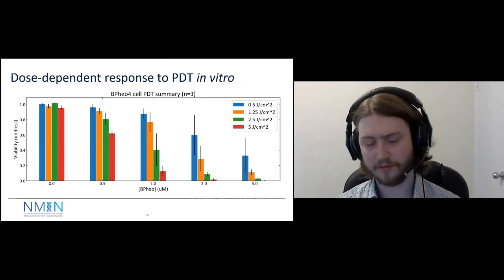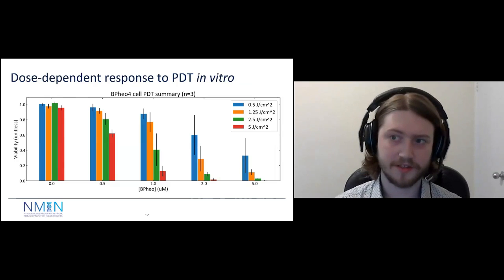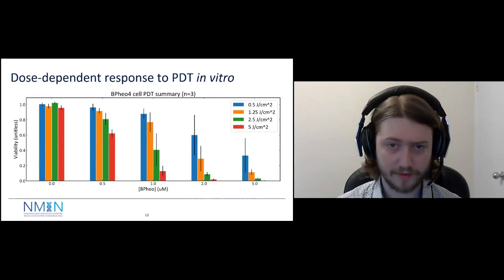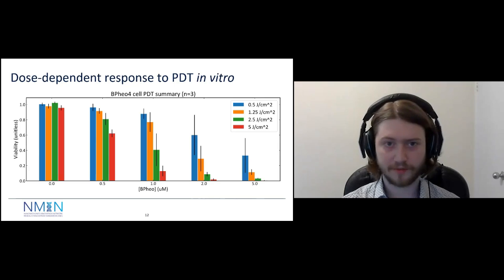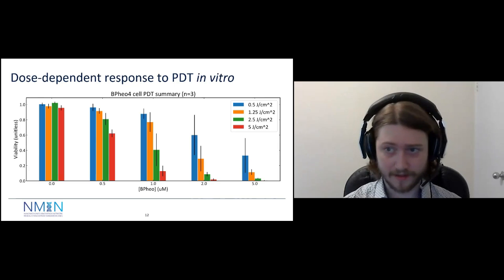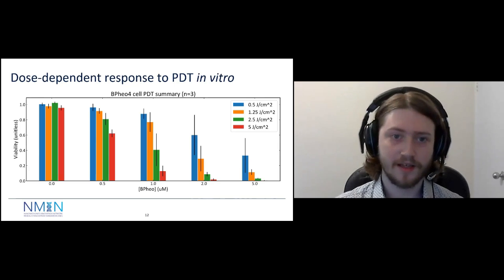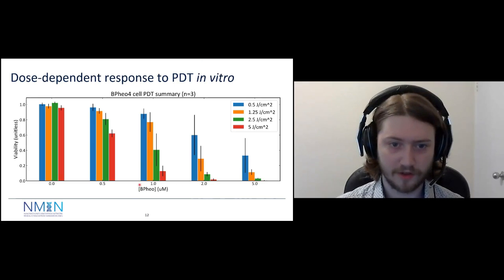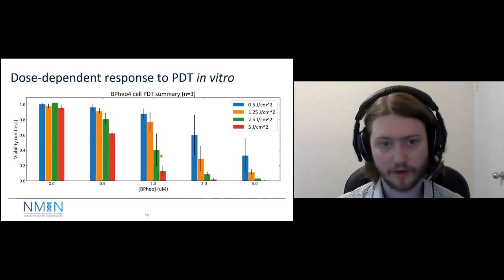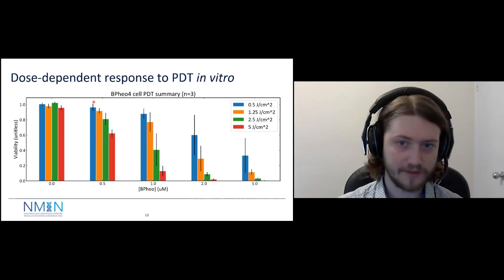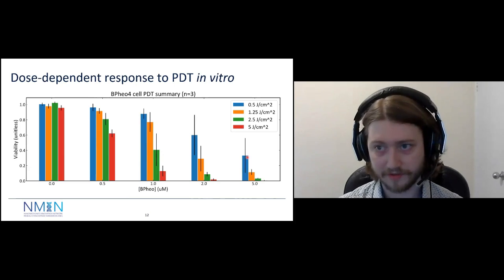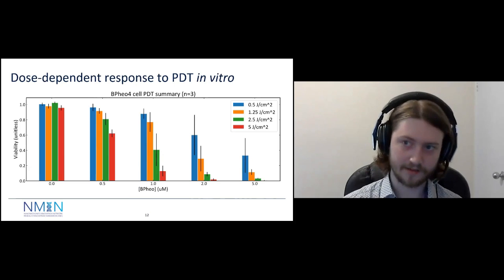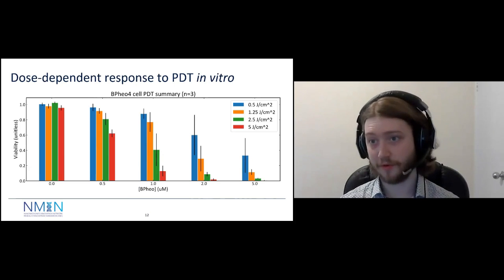Following this experiment, I moved on to in vitro photodynamic therapy using the same cell line. And what I found was a very clear dose-dependent response to both the drug dose and the light dose. So what I mean by this is you can see that for any fixed drug dose, an increase in light dose always results in a decrease in cell viability, and vice versa. For any fixed light dose, you can see that an increase in drug dose always results in a decrease in cell viability, indicating that the cells are very sensitive to changes in both light and drug dose.